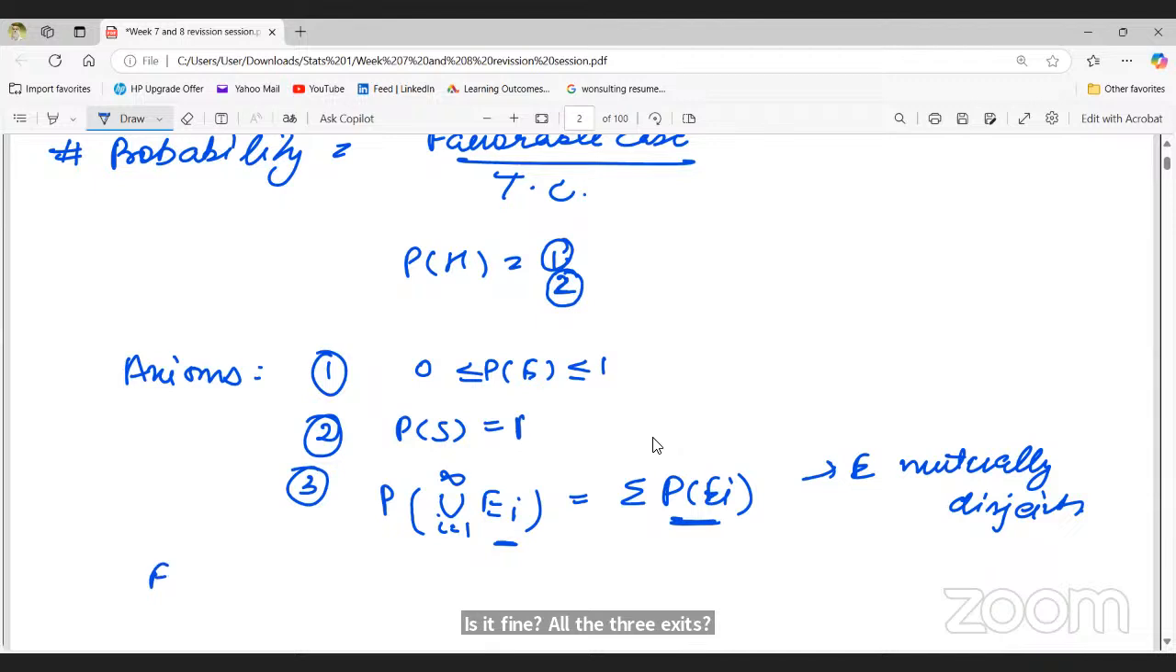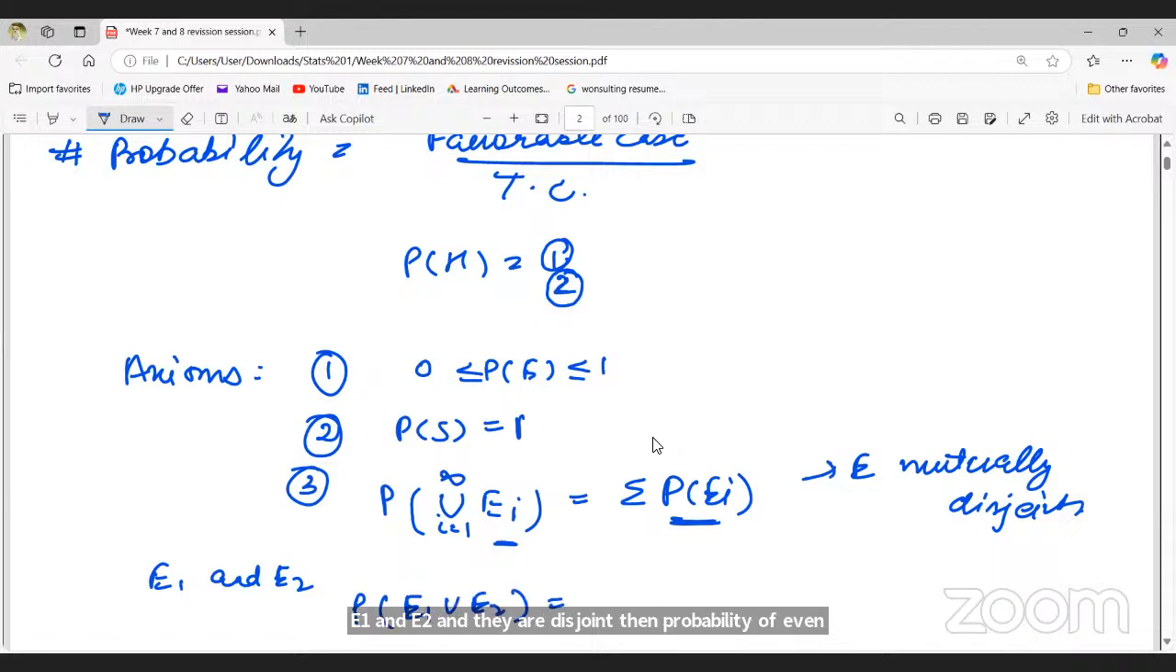If I'm having two events, E1 and E2, and they are disjoint, then the probability of E1 union E2 would be equal to the probability of E1 plus the probability of E2.